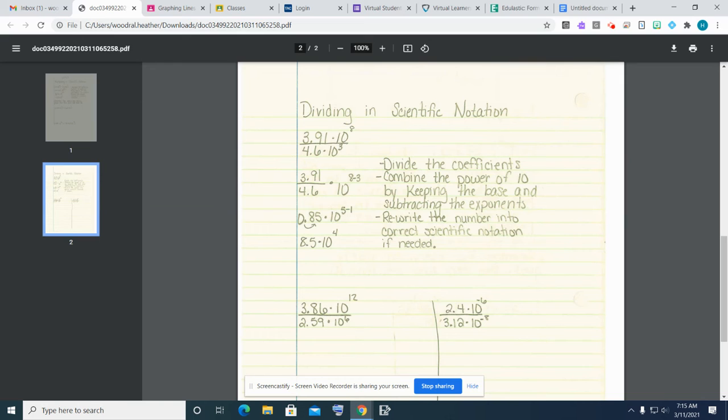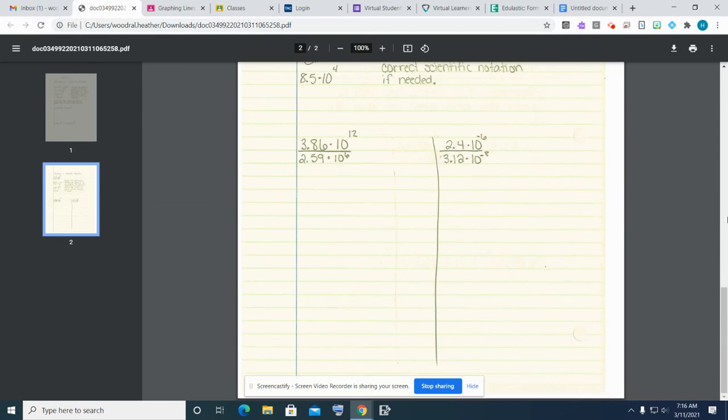Okay, so now we're going to look at those other two. 3.86 times 10 to the 12th divided by 2.59 times 10 to the 6th, and 2.4 times 10 to the -6th divided by 3.12 times 10 to the -8th. Okay, so we will take a short look at those, and then I'll show you what you're supposed to do for your assignment today.